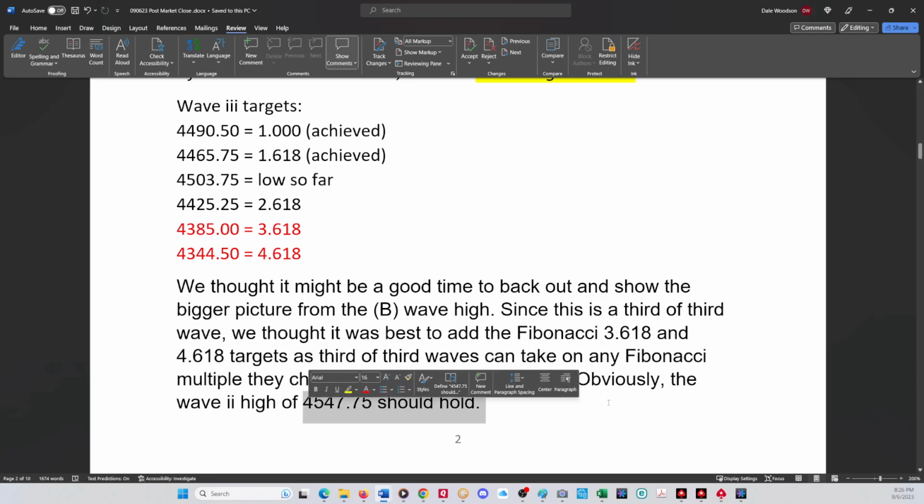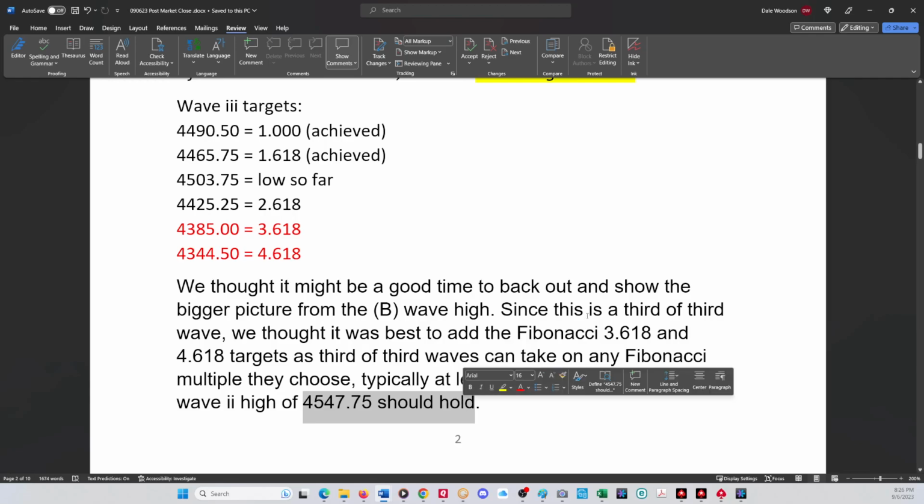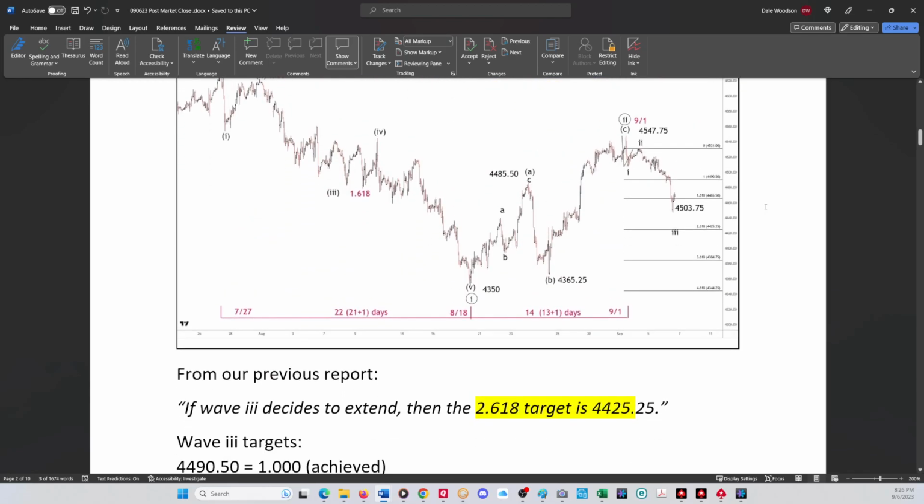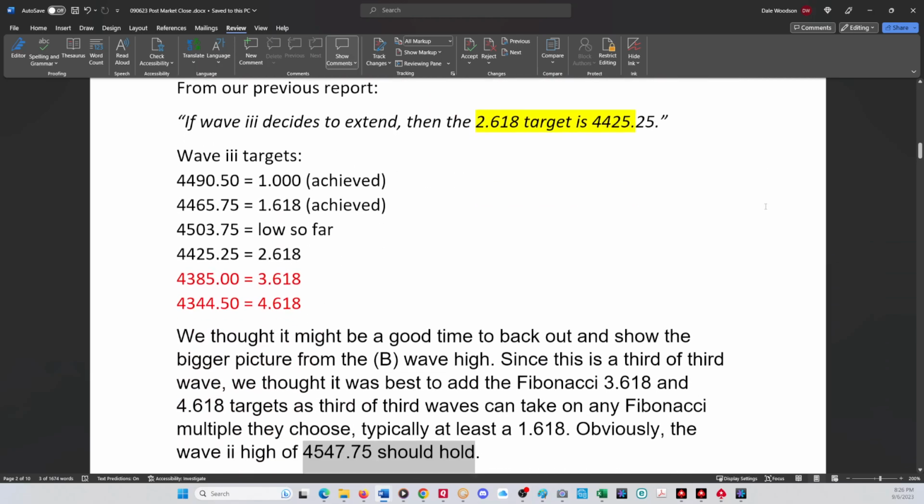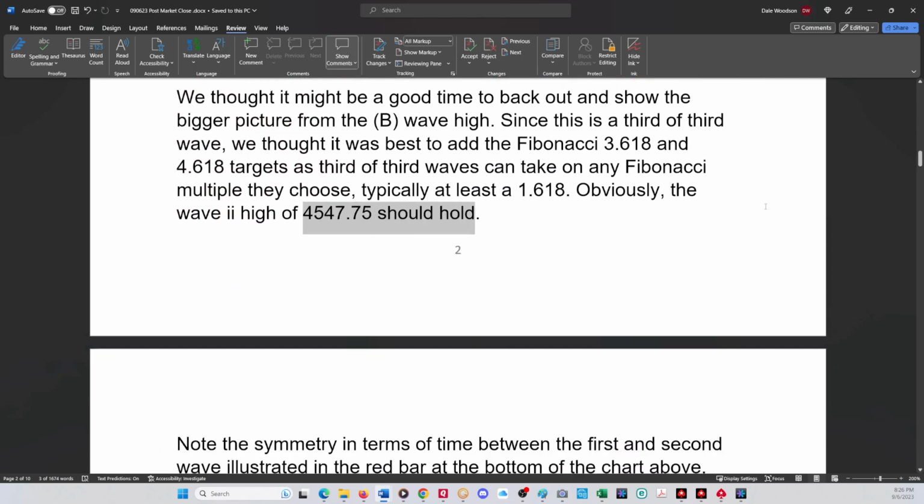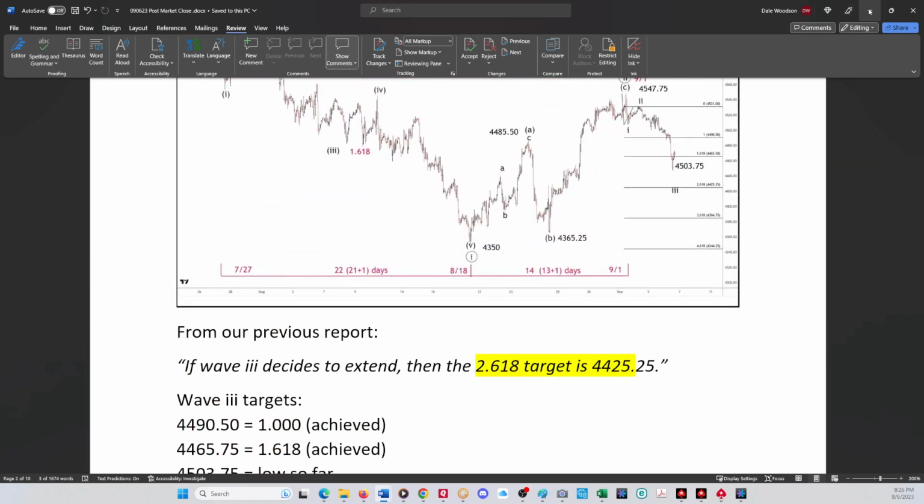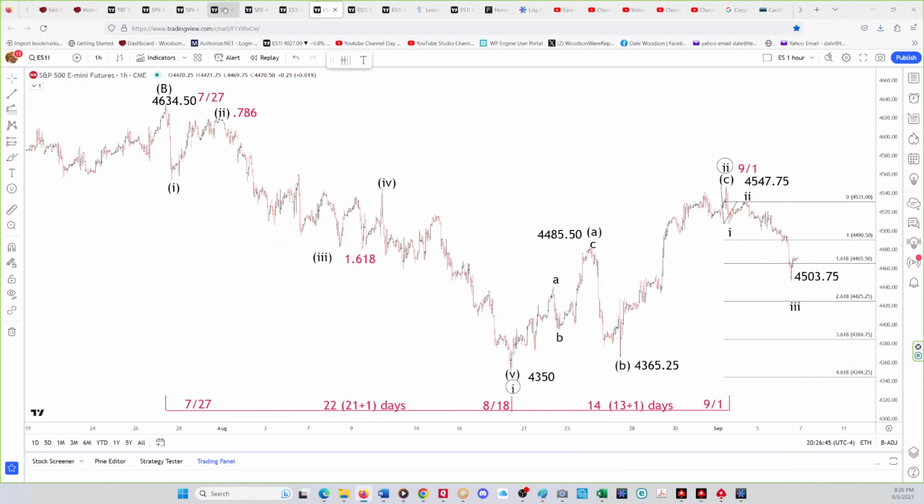Obviously, the make or break is that 45, 47, 75 whole high, which is back here. So that's what we're looking at here. Okay, this could get pretty interesting. Okay, so let's go to the S&P cash.